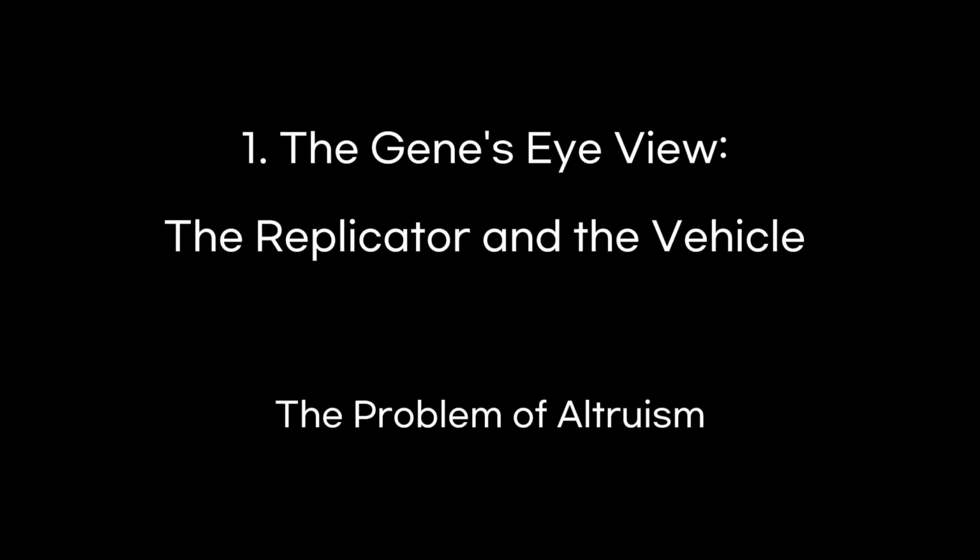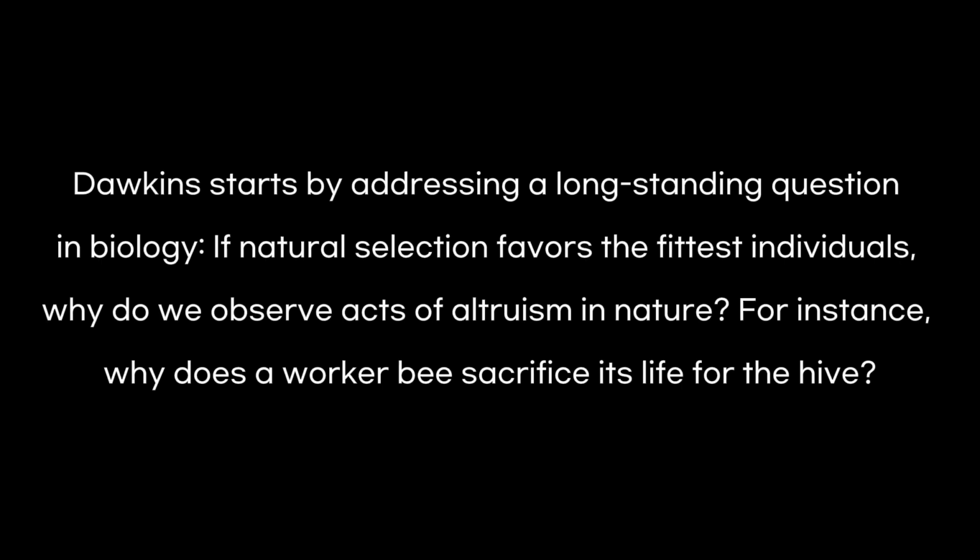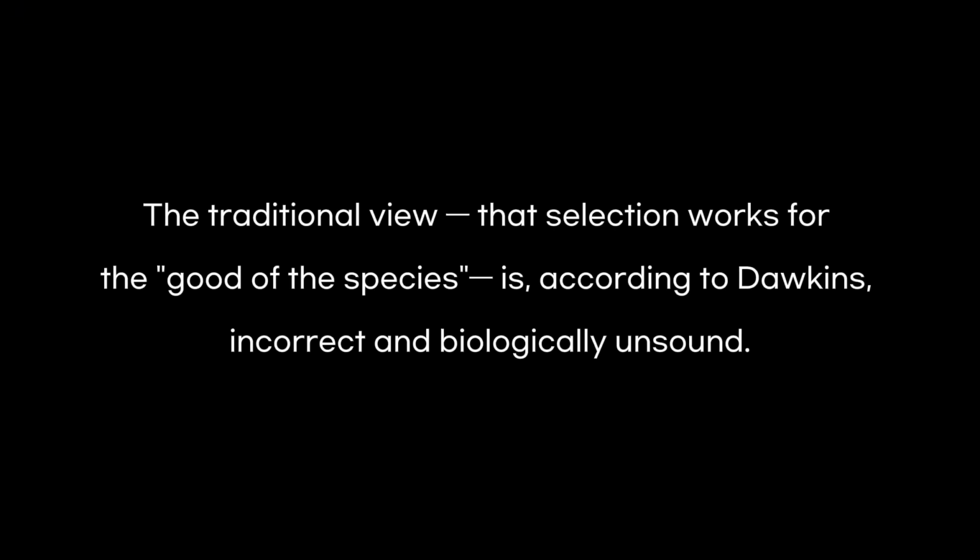1. The gene's eye view, the replicator and the vehicle, the problem of altruism. Dawkins starts by addressing a long-standing question in biology: if natural selection favors the fittest individuals, why do we observe acts of altruism in nature? For instance, why does a worker bee sacrifice its life for the hive? The traditional view that selection works for the good of the species is, according to Dawkins, incorrect and biologically unsound.